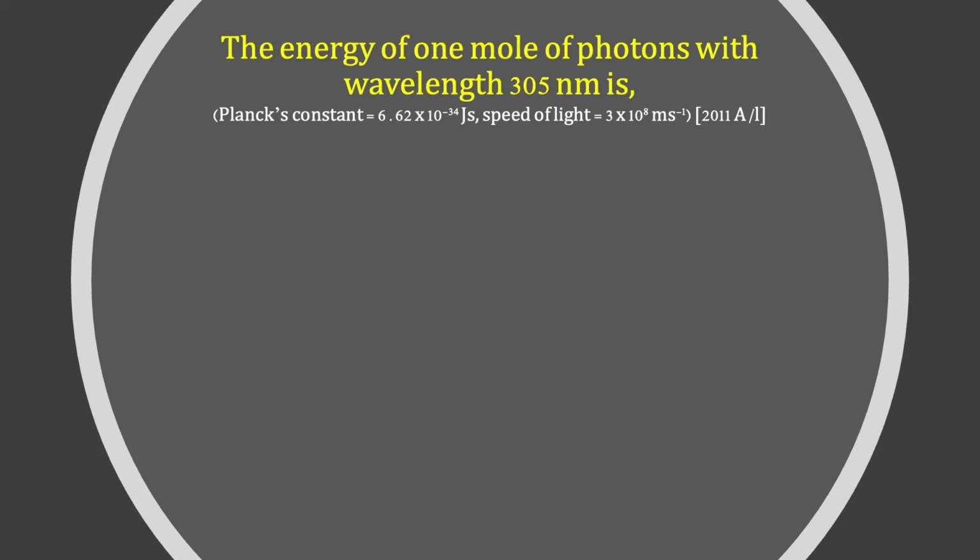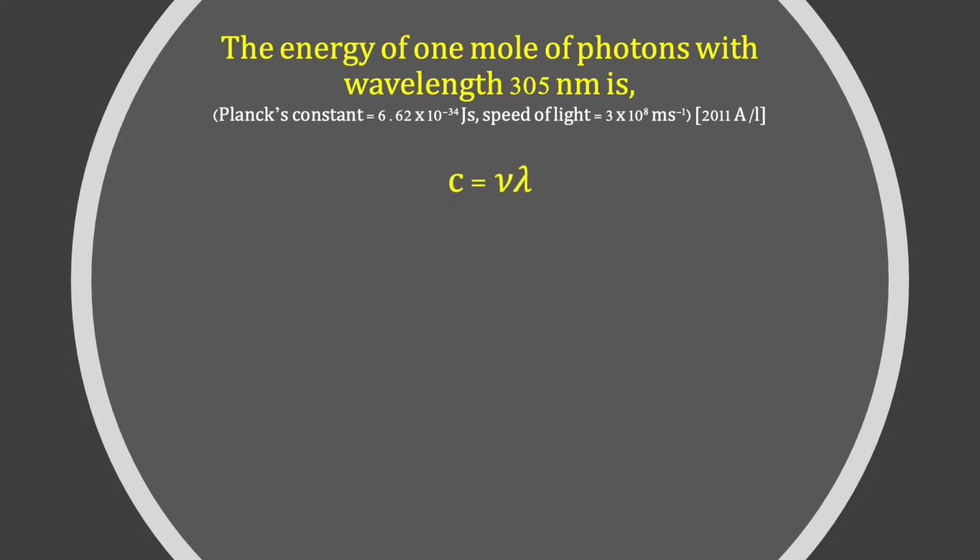Let's move into another calculation to see how this works. What could be the energy of 1 mole of photons with wavelength of 305 nanometers? They have given us the Planck's constant and the speed of light as additional data. To find the energy of radiation, we need frequency. To find the frequency, wavelength is given.